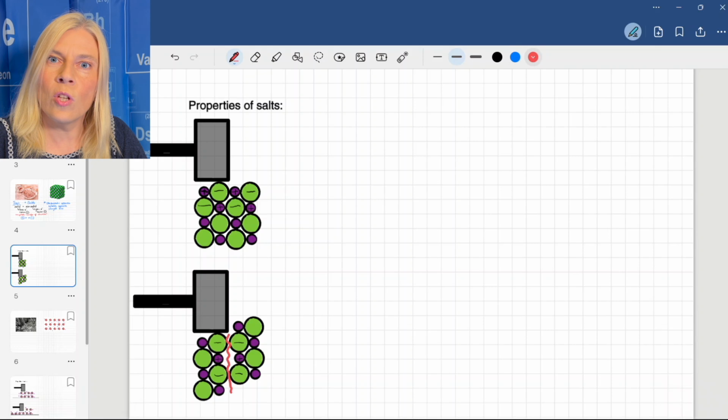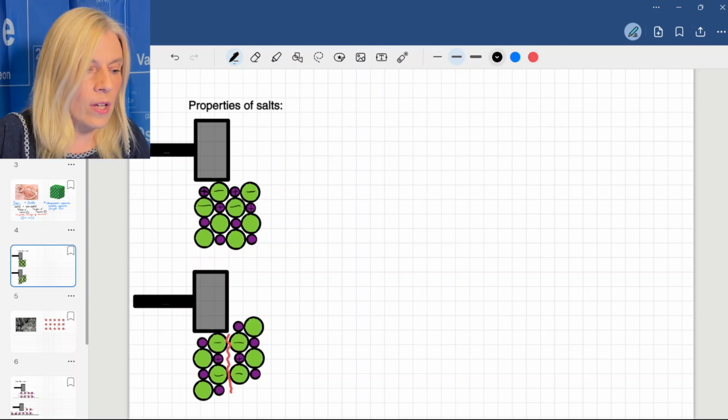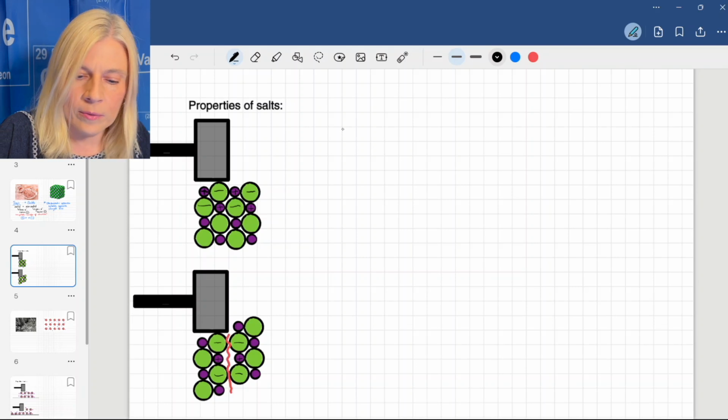And crystals, you know, have these beautiful smooth edges. That's why, because you change the ions next to each other. So let's talk about some properties of salts. They are brittle.